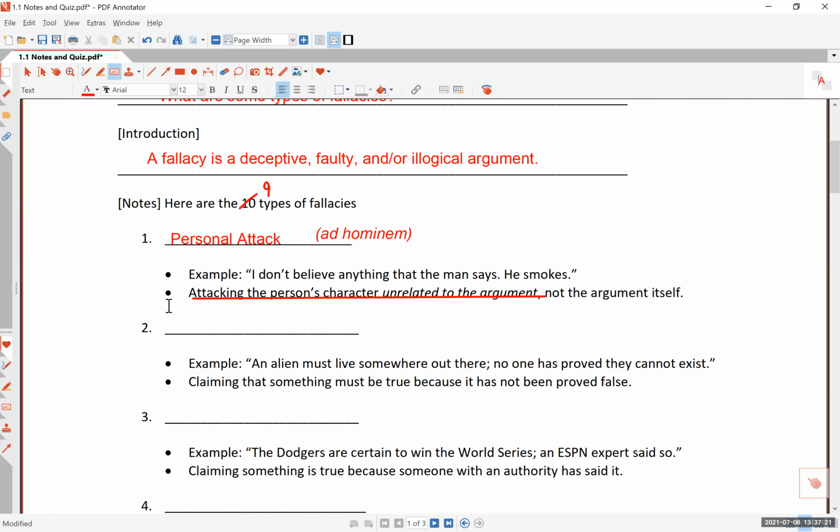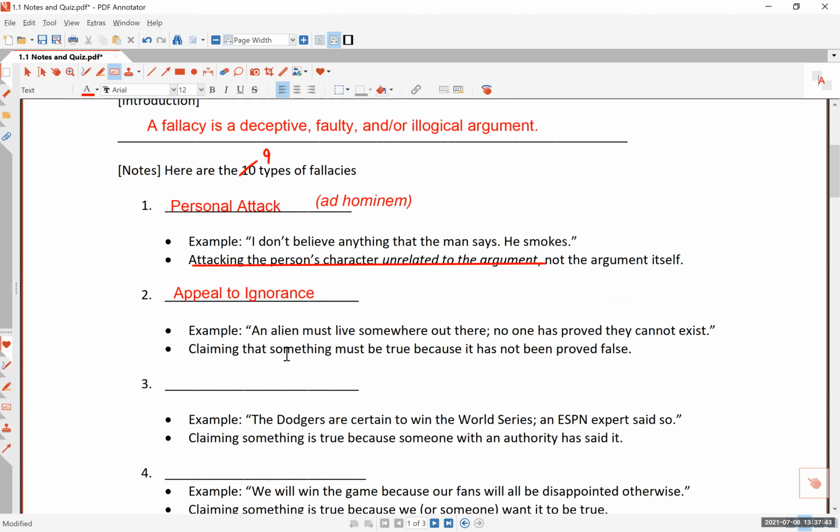Okay. So number 2, several types are called appeals to something. This is an appeal to ignorance. Now, appeal to ignorance doesn't mean calling somebody ignorant. Ignorance means lack of knowledge, right? So this one is basically saying, because we lack knowledge about something, it must be true or it must be false. All right, so again, the second line gives you the explanation of what this is.